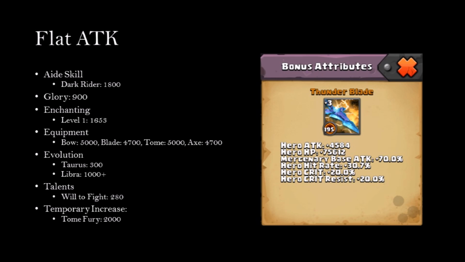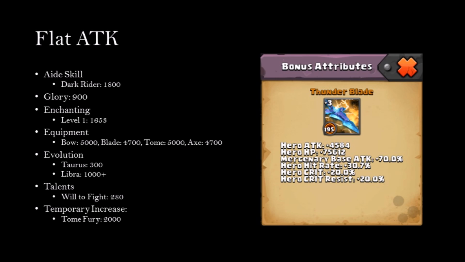This one is just a simple number that gets added on. Here's an example of a +3 Thunderblade. The equipment adds roughly almost 5,000. It's a little bit different per equipment. Evolution adds a flat amount as well, some talents. You can also get a temporary increase from the tome.